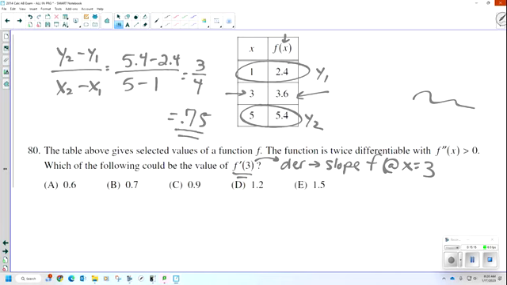I don't see 0.75. And this is why I don't like this problem. Which of the following could be the value of f prime of 3? It's this one right here. It's that one right there. Okay, again, I don't like it. But, you know, what are you going to do? What are you going to do? That's the answer. And it bothers me that they wrote a question like that.